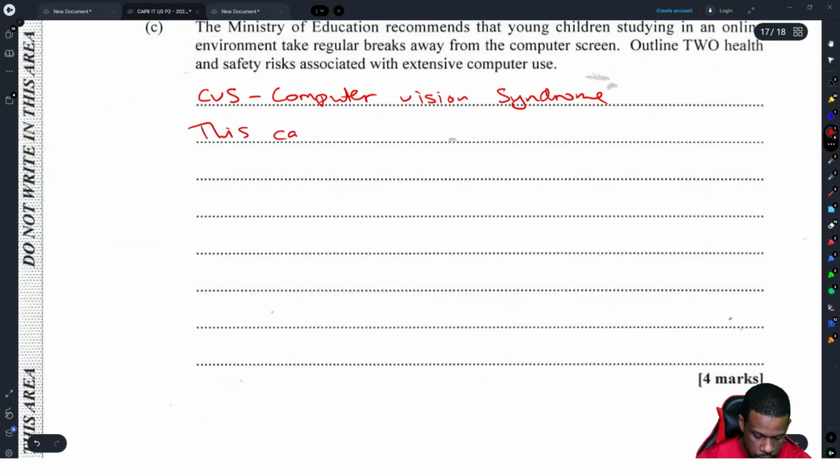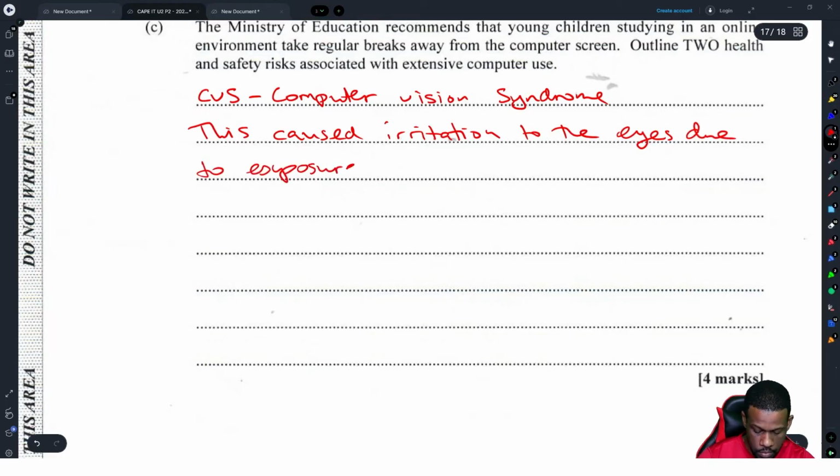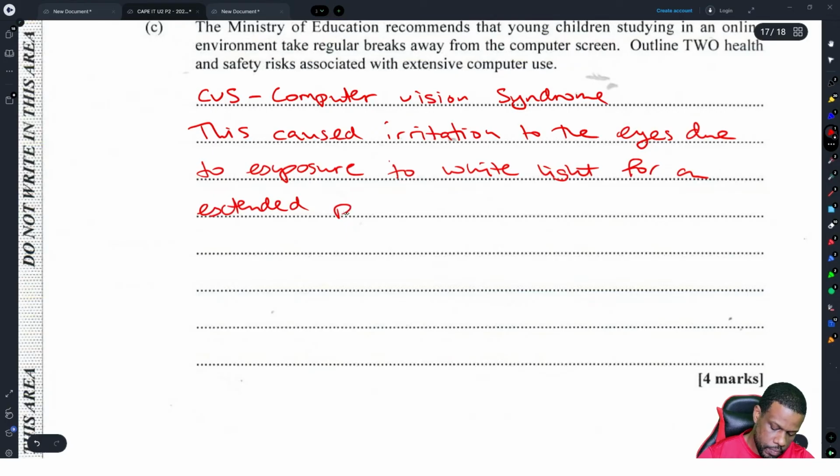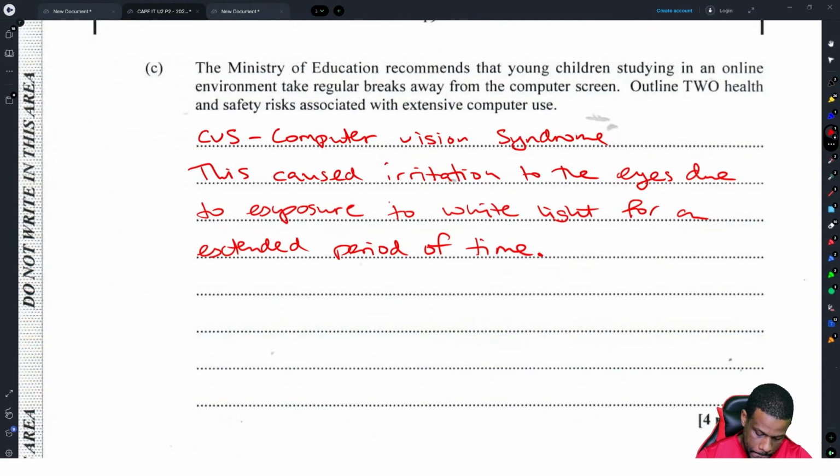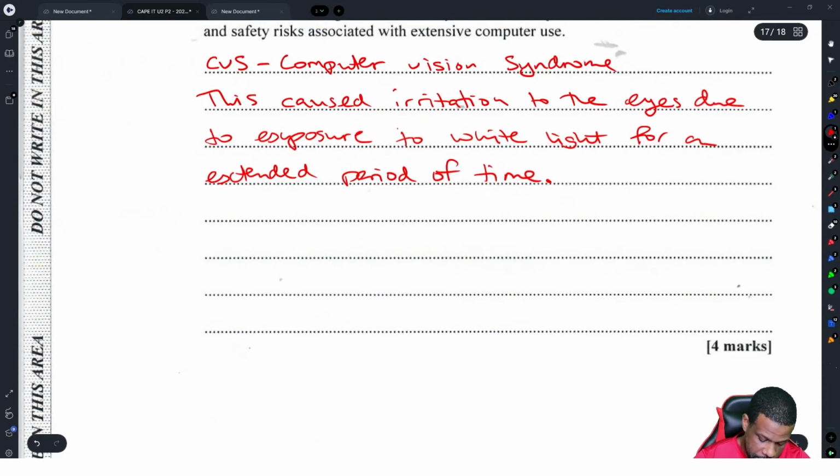This causes irritation to the eyes due to exposure to white light for an extended period of time. Yeah. And then you have RSIs, RSI, repetitive strain injuries.